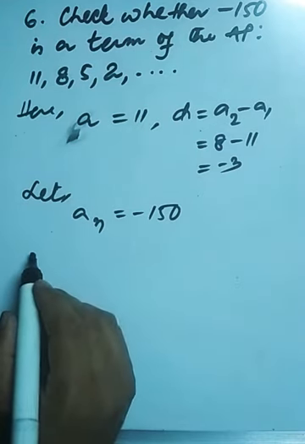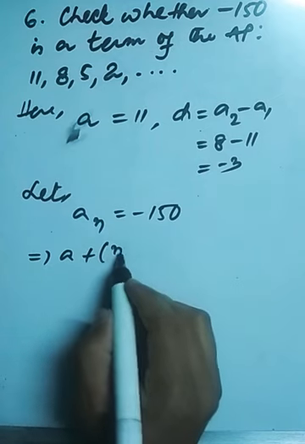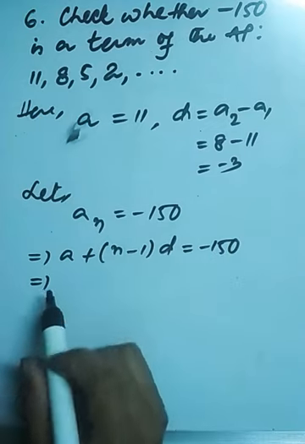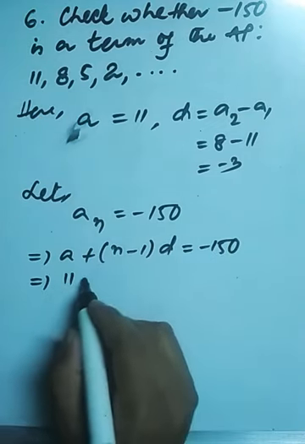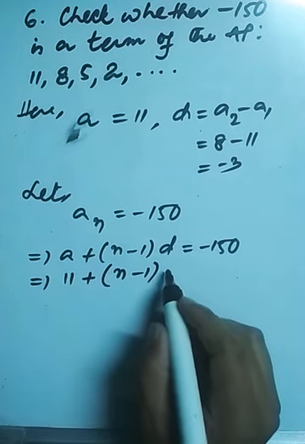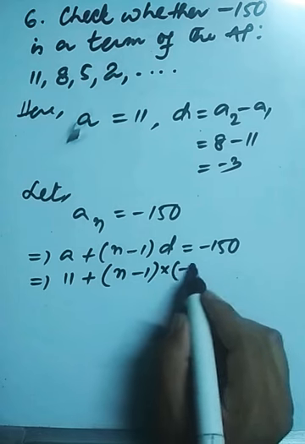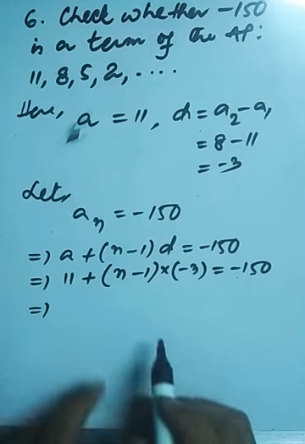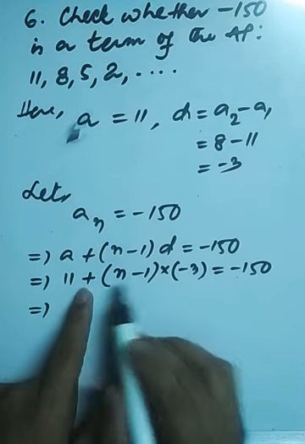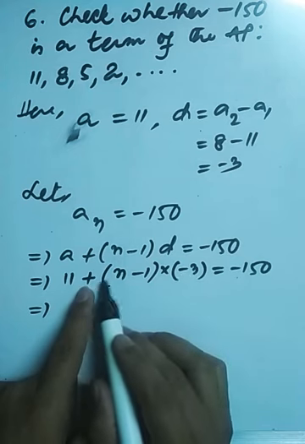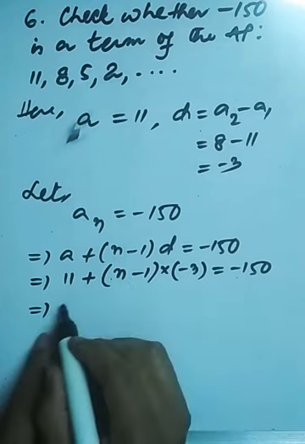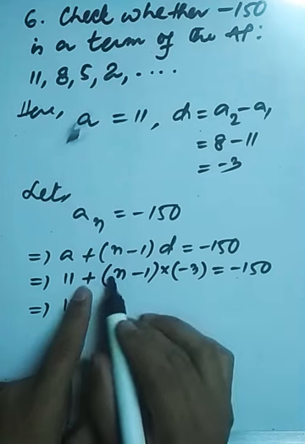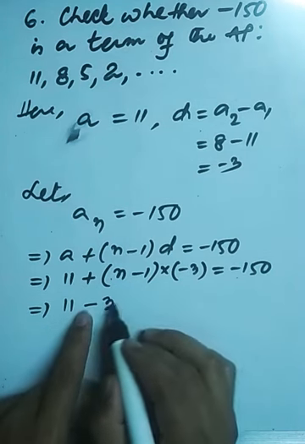So we'll apply the formula now. A plus (n minus 1) whole times D equals minus 150. So the value of A is 11. So 11 plus (n minus 1), then there will be minus 3, equals minus 150. So there is a minus actually, so plus into minus is minus. So now minus will multiply here and again here. So 11, plus into minus is minus, minus into plus is minus, so it will be minus 3n.